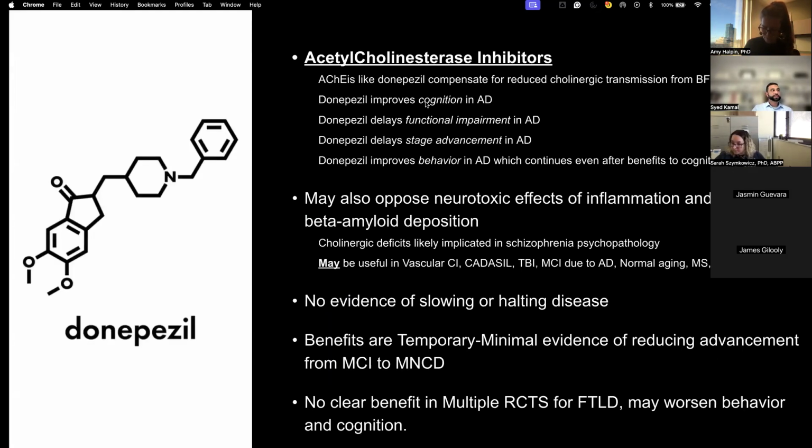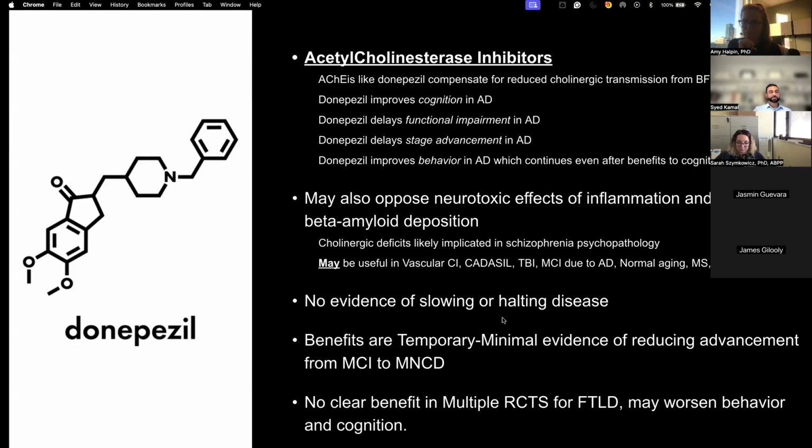So, we know that donepezil improves cognition in AD. It does delay the functional impairment and it delays the stage advancement. It can improve behavior. We know it's most effective in AD, but it can also be effective in vascular cognitive impairment, CADASIL, TBI, MCI due to AD, and even normal aging. So supplementing acetylcholine can be effective in the diet of foods. Eggs actually have the highest amount of acetylcholine, so I always recommend my patients to have one or two eggs in the morning, in addition to taking the donepezil. But again, like we talked about, it doesn't target the disease process itself, and the benefits are temporary.